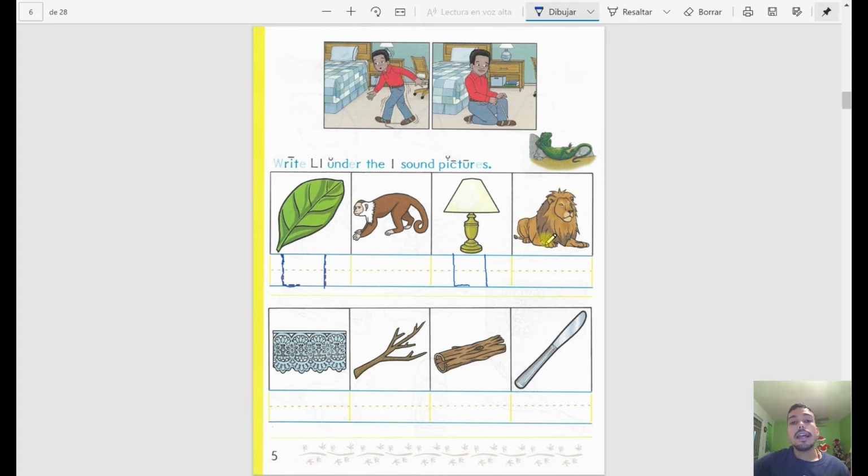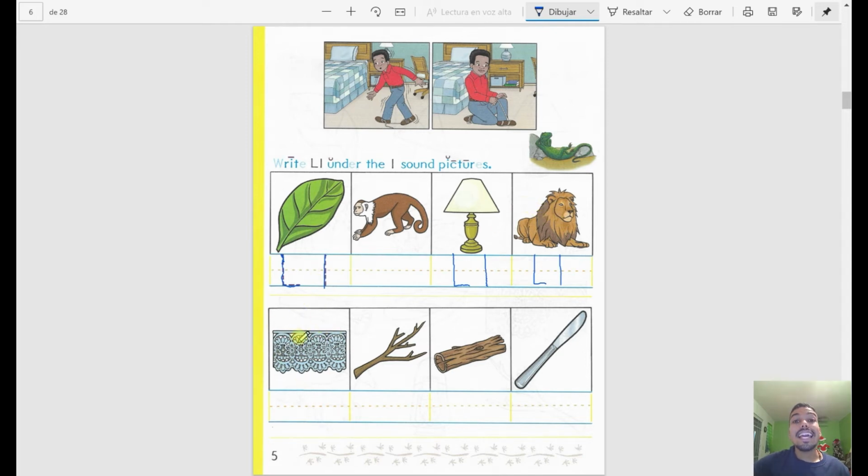The next one here is lion. Lion, and lion has the sound L. Lion, it has the sound. Tiene el sonido. Oh, lion. Yes, lion has it too, right? So we have to write the letter L too in uppercase and lowercase. Very good. Under the lion. Muy bien.